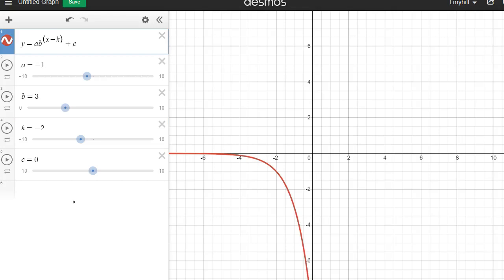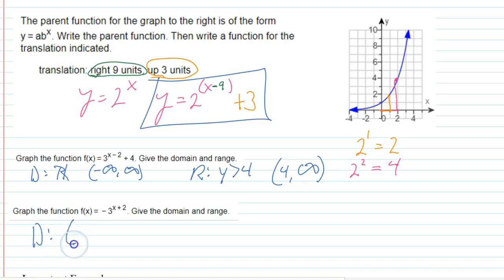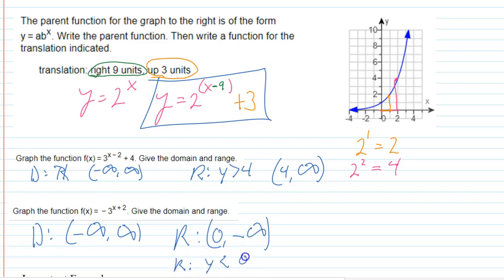Now the domain is always going to be the same thing, all real numbers from negative infinity to positive infinity. The range, where are we starting? We're starting at 0 and we're going down to negative infinity. So our domain is going to be from negative infinity to positive infinity. It's always the same thing. You should get the answer right. The range was pointing down. Where did we start? We started at 0 and then we went down to negative infinity. The other way of writing the range would have been y is less than 0.